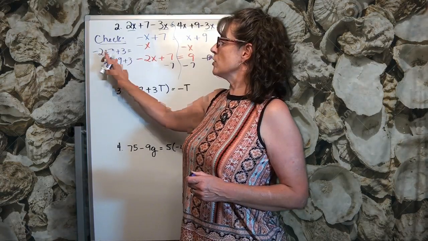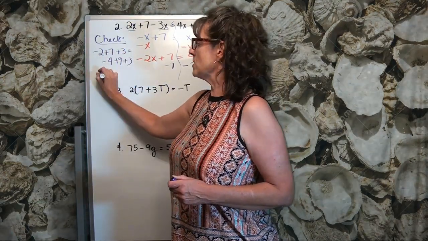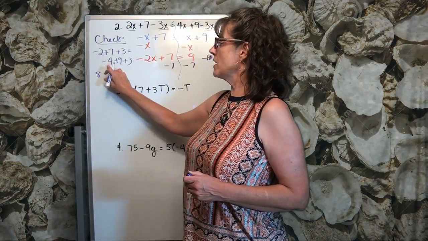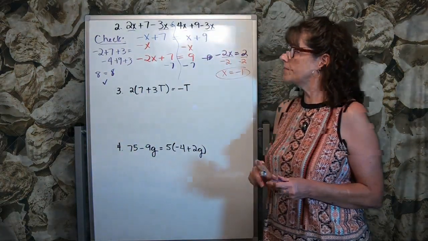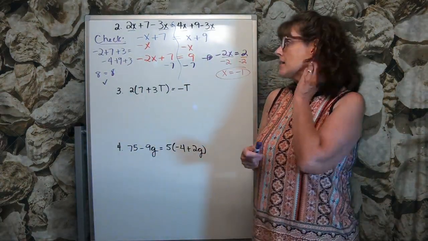And over here, negative 2 plus 7 is 5. 5 plus 3 is 8. On this side, negative 4 plus 9 is 5. 5 plus 3 yet again is 8. I know it's right. Now, I said I was going to prove a point.